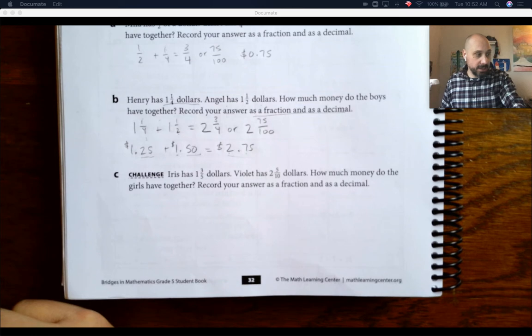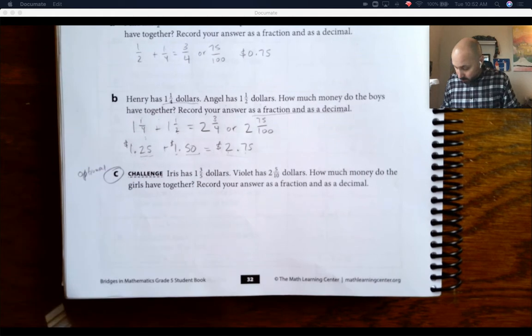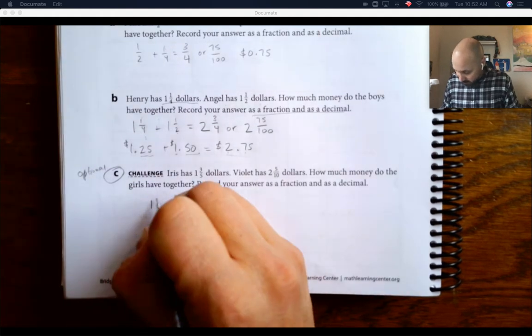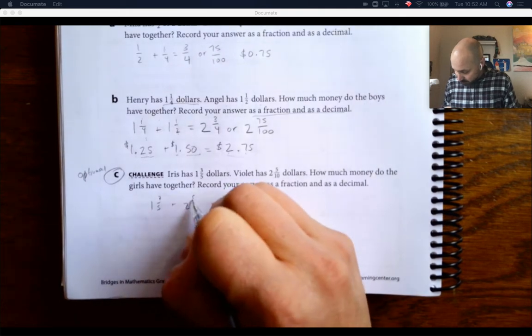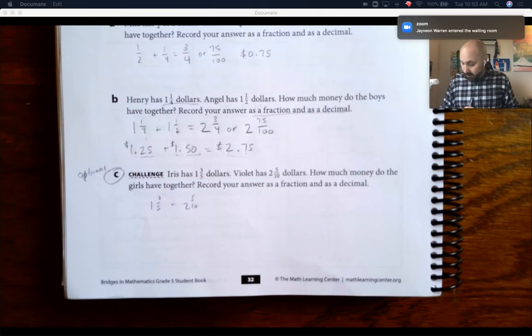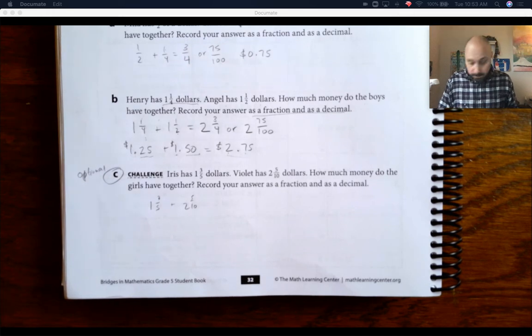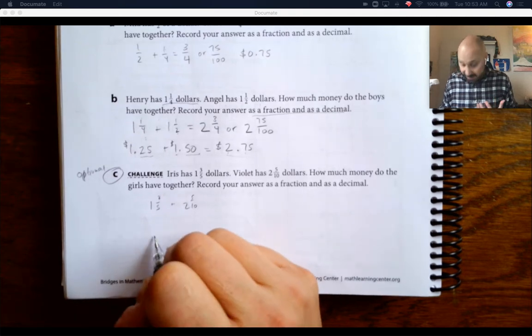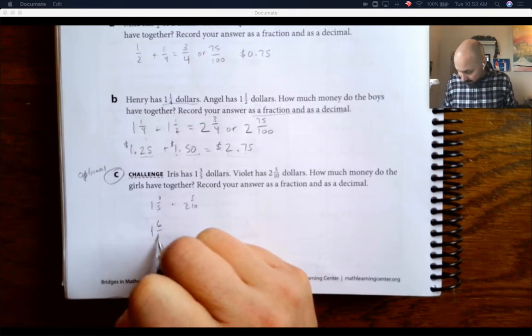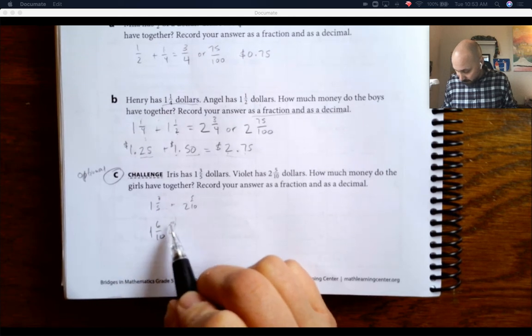All right, challenge. I'll just do this real quick. You do not have to do this. This is optional, but I'm going to do it anyway. Iris has 1 3/5 dollars. Violet has 2 5/10 dollars. How much money do the girls have altogether? Record your answers as a fraction and a decimal. So 1 3/5 I know is the same as 1 6/10, because if I double the 5, I have to double the 3.